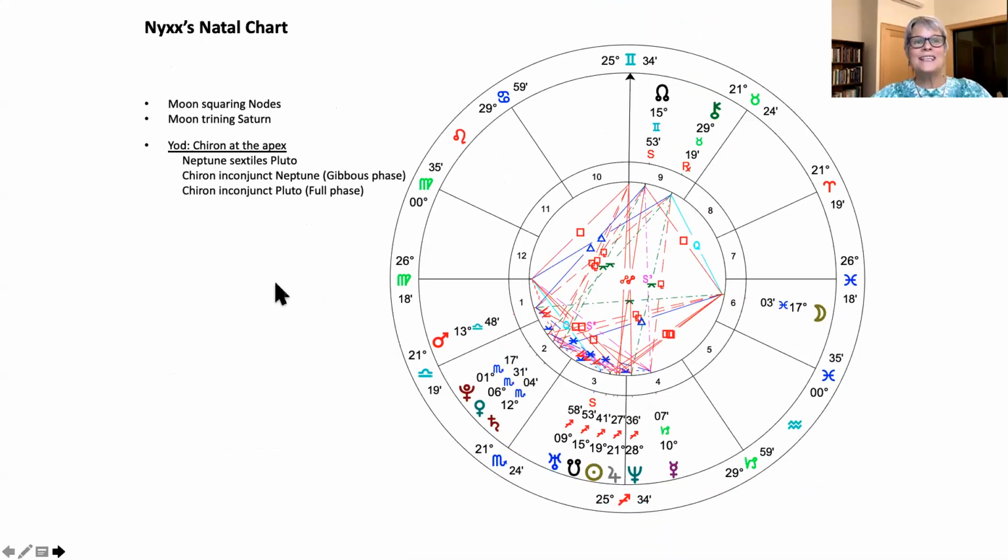Okay, moving on to Nyx. So here is her chart. And the first thing to notice, and this is big in evolutionary astrology, is that her moon is squaring her nodes, okay? Fairly tightly, 17 degrees, a 90-degree square to her south node in Sagittarius and north node in Gemini.